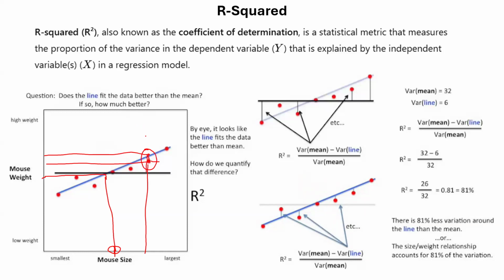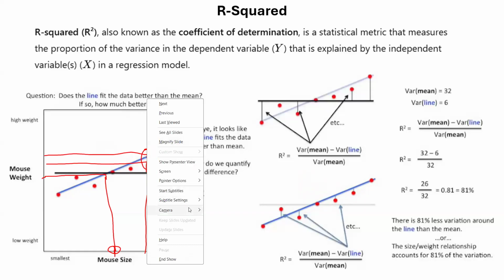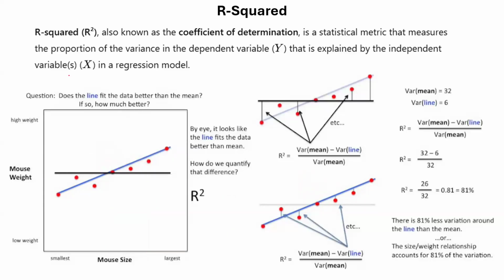R squared is nothing but the sum of the squared residuals. Residual is nothing but the difference between the actual value and the predicted value. We will see more examples related to this, but that is what R squared means. It is also known as the coefficient of determination, a statistical metric that measures the proportion of variance in the dependent variable y that is explained by the independent variable in the regression model.